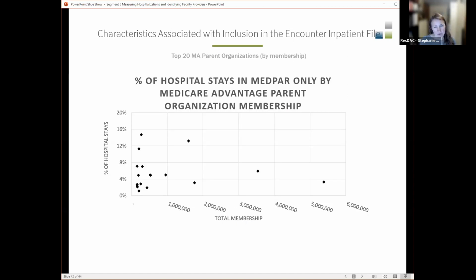Now, from the other side, what about these stays that are in the MedPAR but not in the encounter file? We were wondering if maybe this was related to plan. We didn't spend as much time on this, but just to give you an idea, if we look at the top 20 Medicare Advantage parent organizations by membership, and this is total membership at the bottom, and then the percent of hospital stays that we find that are in the MedPAR but not in the inpatient encounter. A lot of them are doing pretty well, but there is some scatter, and it's not necessarily related to the size of the organization.